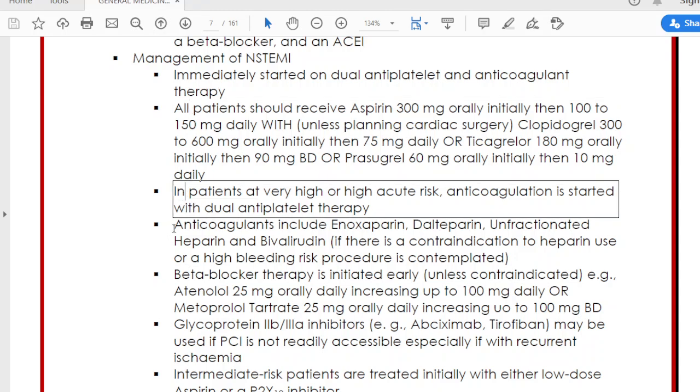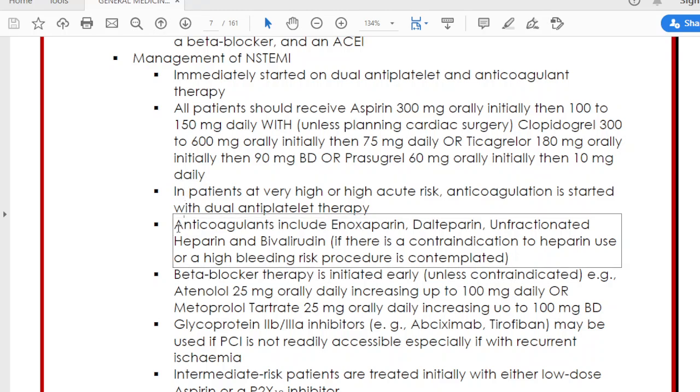In patients at very high or high acute risk, anticoagulation is started with dual antiplatelet therapy. Anticoagulants include enoxaparin, dalteparin, unfractionated heparin, and bivalirudin, if there is a contraindication to heparin use or a high bleeding risk procedure is contemplated. Beta blocker therapy is initiated early, unless contraindicated, for example atenolol 25 mg orally daily increasing up to 100 mg daily, or metoprolol tartrate 25 mg orally daily increasing up to 100 mg BD.